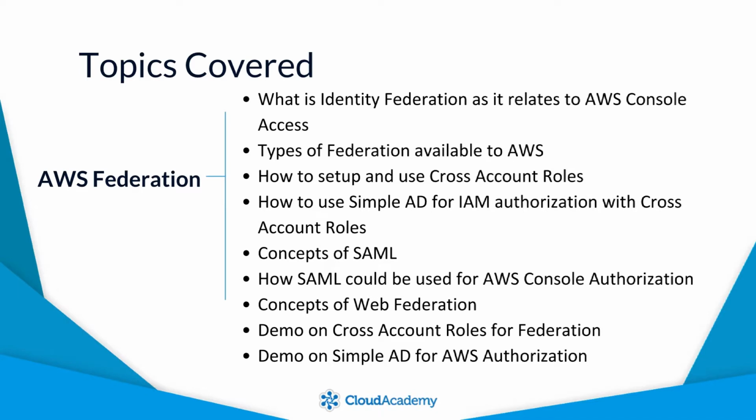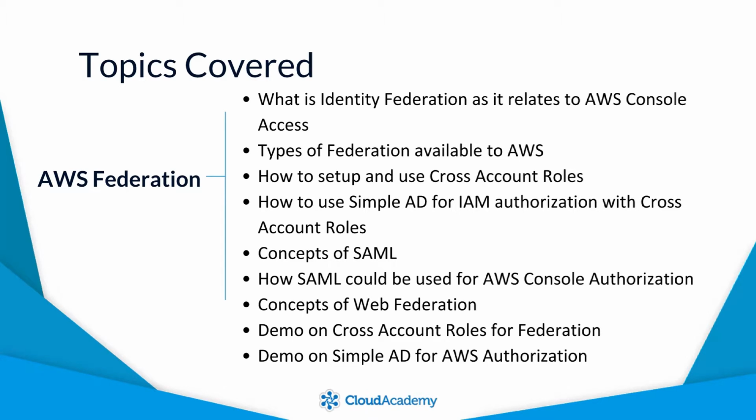The topics covered in this course are: what is Identity Federation as it relates to AWS console access, types of federation available to AWS, how to set up and use cross-account roles, how to use Simple AD for IAM authorization with cross-account roles, concepts of SAML, how SAML could be used for AWS console authorization, concepts of web federation, demo on cross-account roles for federation, demo on Simple AD for AWS authorization. I will distinguish two types of identity federation that AWS provides: identity federation to your organization's identity store and identity federation to OpenID providers. I will discuss how to federate OpenID providers to an AWS account.